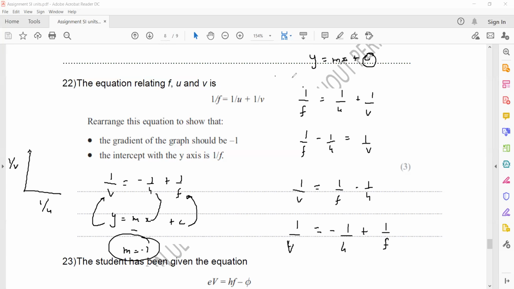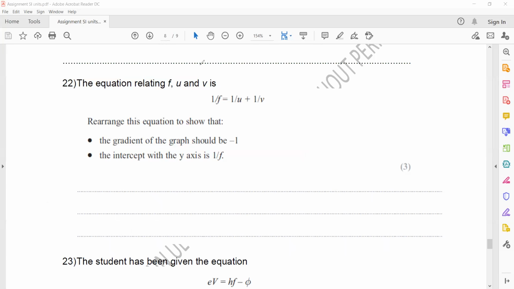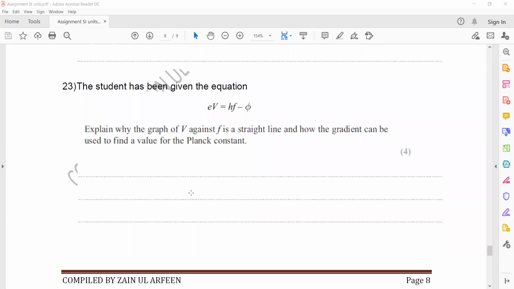Then question 23. Explain why the graph of V against F is a straight line and how the gradient can be used to find the Planck's constant. Here, this H is known as the Planck's constant. This is known as the photoelectric equation, which you will learn in unit 2.